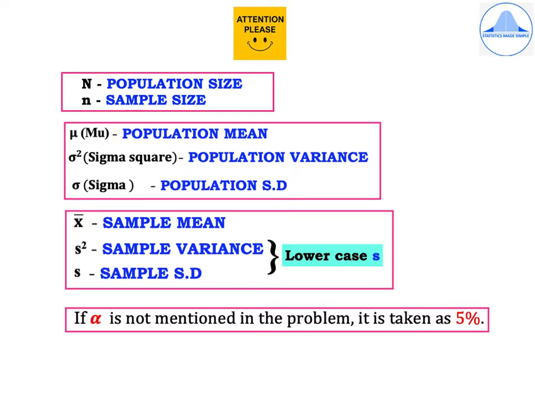Capital N denotes the population size, small n is the sample size, mu is the population mean, sigma square is the population variance, sigma is the population standard deviation, and these three are parameters. Whereas the sample mean is denoted by x bar, s square is the sample variance, and small s is a sample standard deviation. Remember to use lowercase s, and this x bar, s square, and s are statistic. If alpha is not mentioned in the problem, it is taken as 5%.